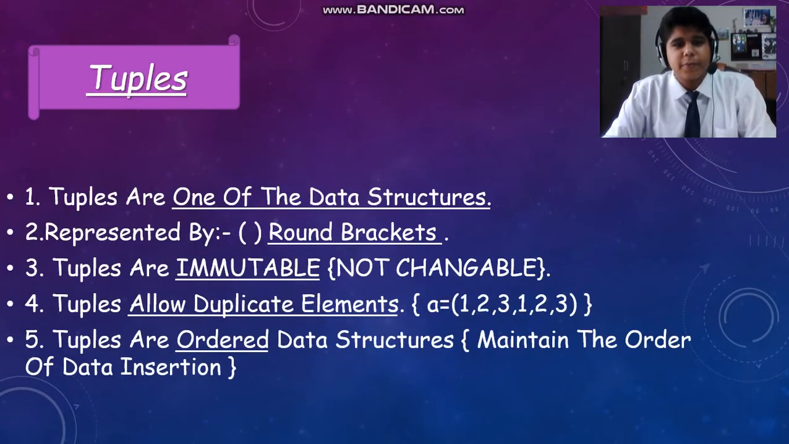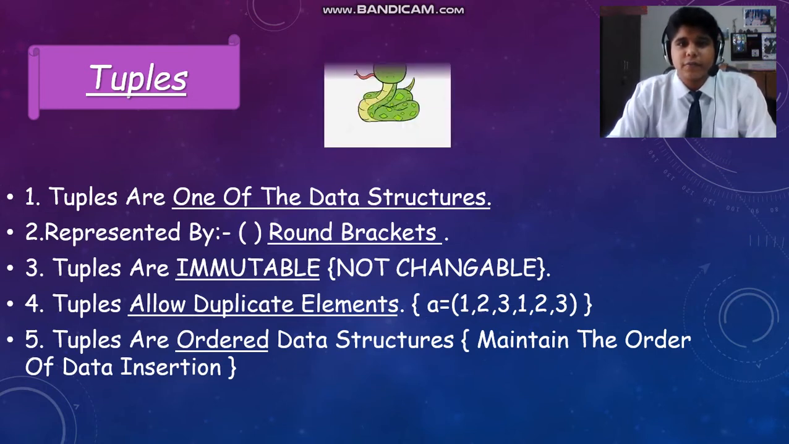Tuples. Tuples are one of the data structures represented by round brackets. Tuples are immutable. That means not changeable. An element inside a tuple cannot be deleted or changed. Tuples allow duplicate elements. That means an element inside a tuple can be repeated any number of times. Tuples are ordered data structures. That means tuples maintain the order of data insertion.